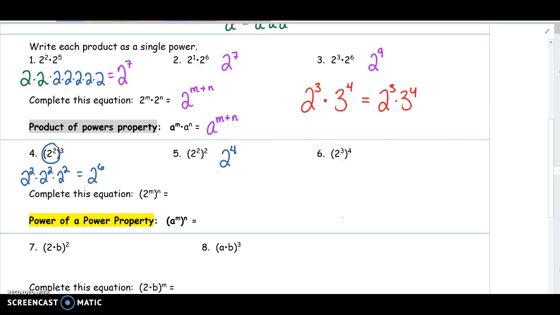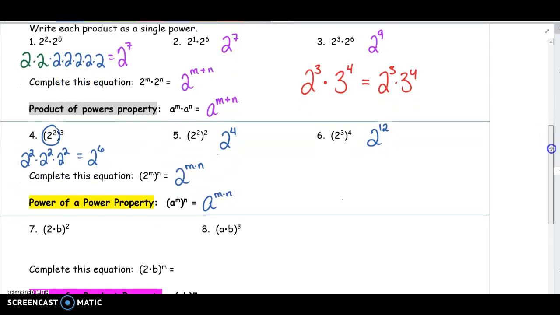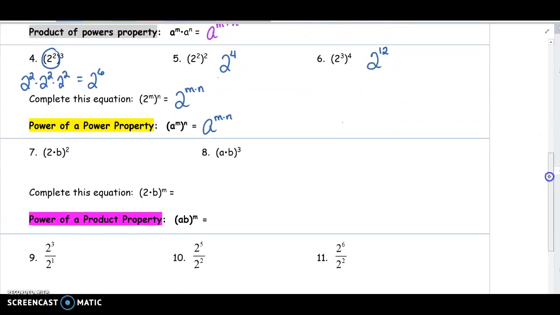So 2 squared squared would end up being 2 to the 4th. How about 2 to the 3rd raised to the 4th? 2 to the 12th. Multiply the exponents together to get your new exponent. So 2 to the m raised to the n is 2 to the m times n, a to the m times n. This leads us into the next one. The next one's called the power of a product.